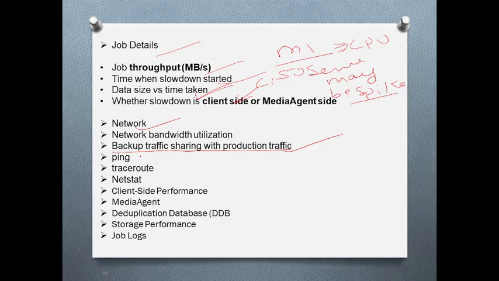If the backup is running very slow, then how can you verify the network from a network perspective? Then you can say ping, traceroute, netstat. I will cover these points in upcoming videos, but if you have any doubt how we can check ping, how we can check traceroute, how we can do netstat, I will make another video. Okay. Client side performance, media agent, deduplication database, storage performance, and job logs. Got it?